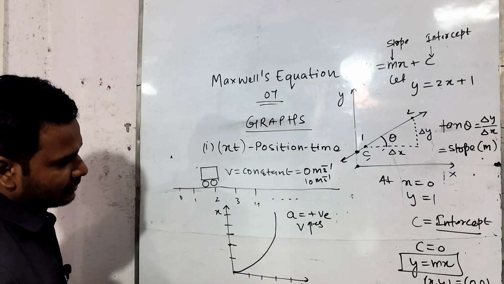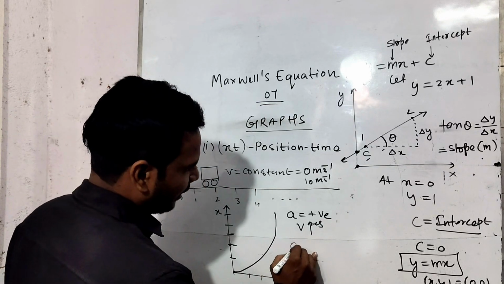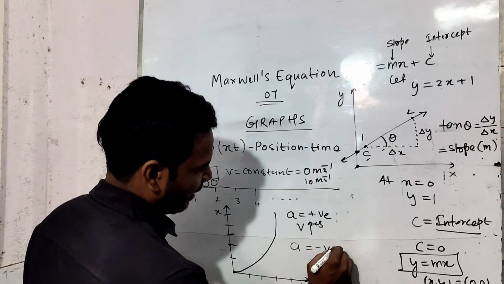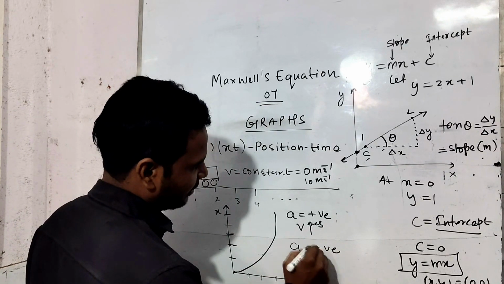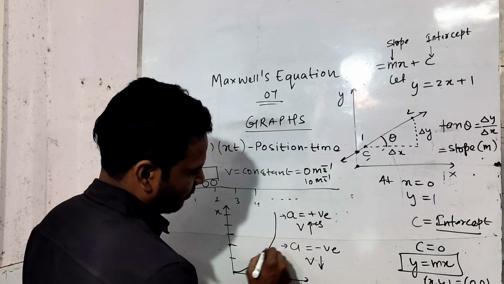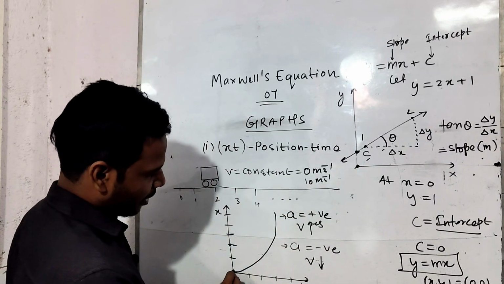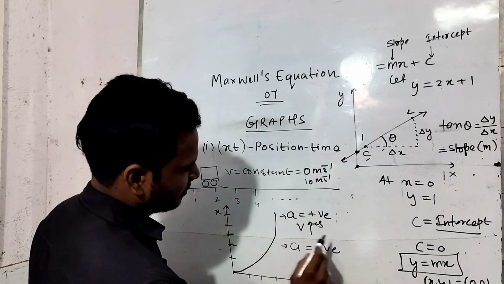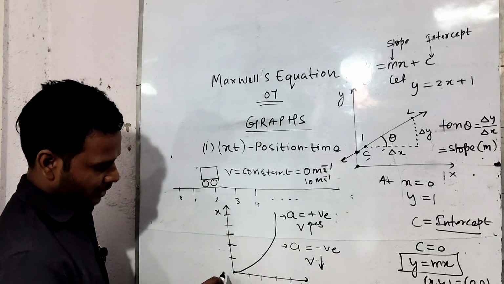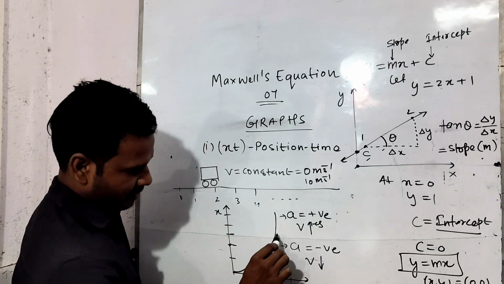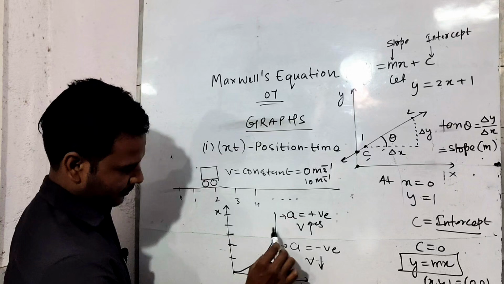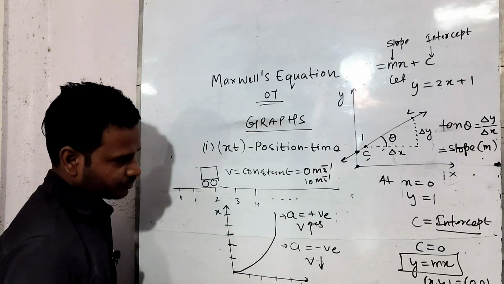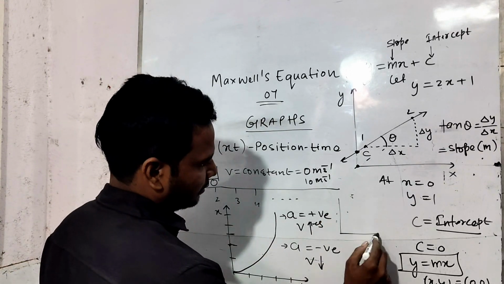And what happens when a is negative, that is when velocity decreases? When velocity decreases, it takes larger and larger time to travel the same distances. So the curvature of the line bends in this direction. So like this.